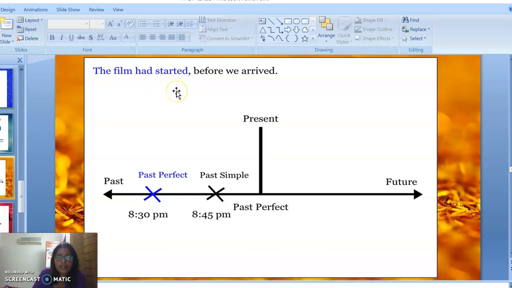So first you have to identify the action that took place first in the past. If I say the film started at 8:30 and we arrived at 8:45, it means the action of starting occurred first in the past and the action of arriving occurred second in the past, right? So the film had started at 8:30 before we arrived at 8:45. It means we have to write the first part of the sentence in past perfect tense, because the action of starting took place first in the past. So you will always use past perfect tense, and for the second past action, you will use simple past tense. So this is the formation of a sentence showing usage of past perfect tense.